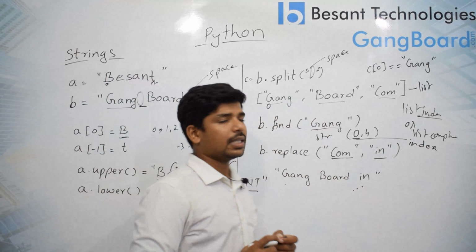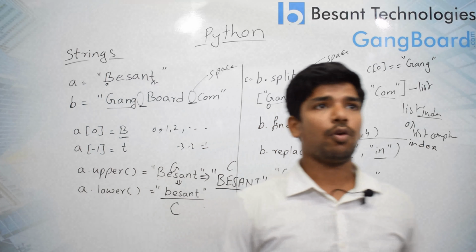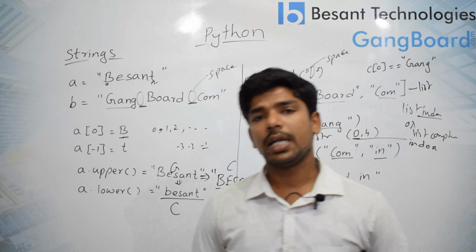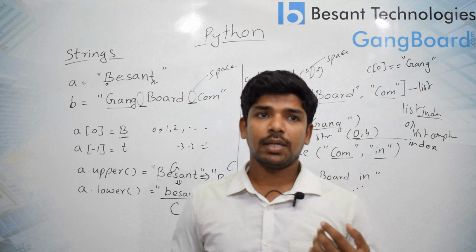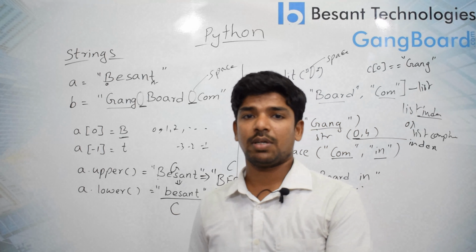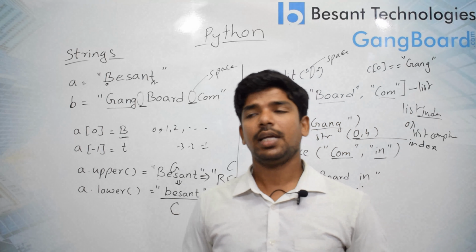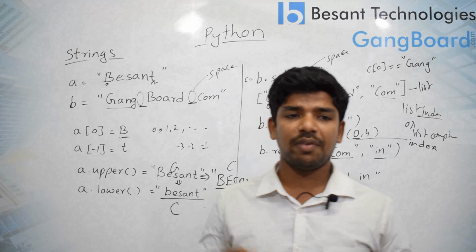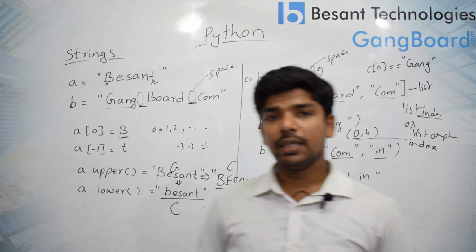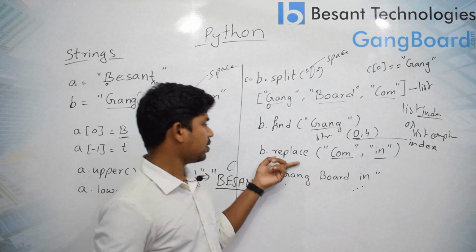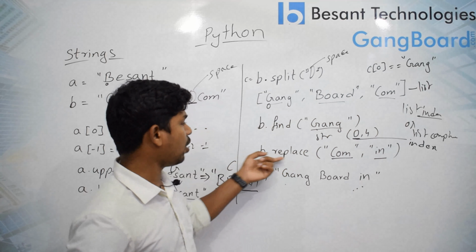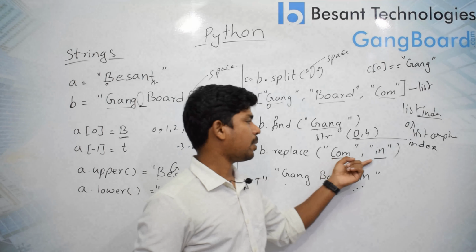Then in certain logs or places we require a replacement of an existing word, something like converting this to that. Then what will you do? You can't go everywhere and change it, like in a notepad. Here we have the replace method. So what we do is b.replace of com comma in.